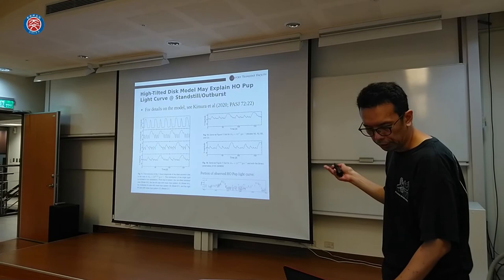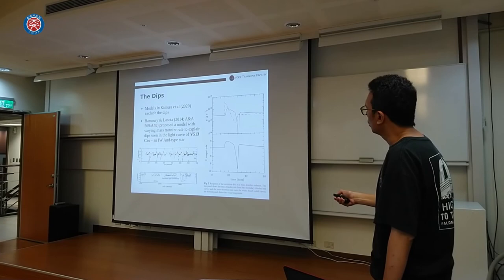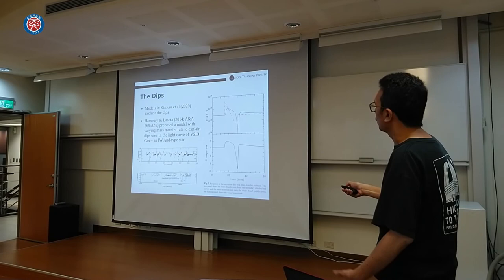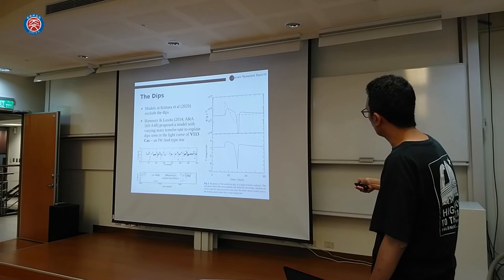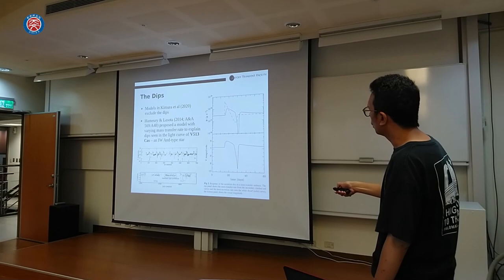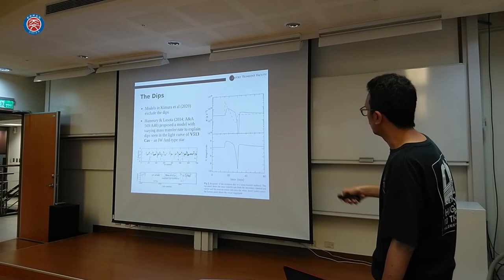How about the dips? Kimura et al. do not model the dips because they say it's just too complicated. However, another group has time-varying mass transfer. If you play around with the mass transfer rate for different components, these two components over here, you can get this kind of dip. It's almost the same order, a 2.5 or more than 2 magnitude decrease in brightness. This is the light curve that they explain in this paper for this guy, V513 Cas. You see the light curve is very similar to our object, with the dip here. So at least their model can explain this.